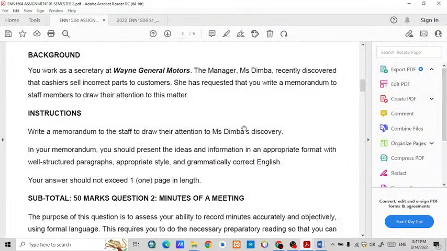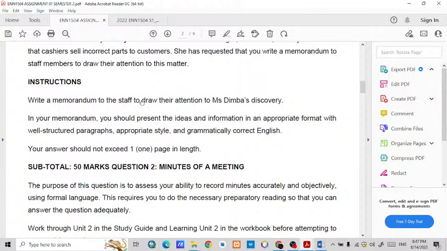Okay, so here you'll realize that you are not given a lot of information, so you'll have to be creative as to how you approach this. For starters, how did Miss Timber find out? You can use that information when you are giving me it in your body.